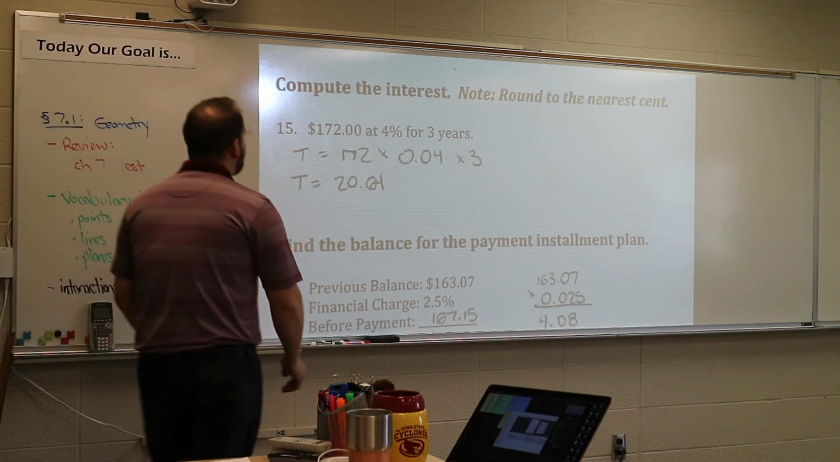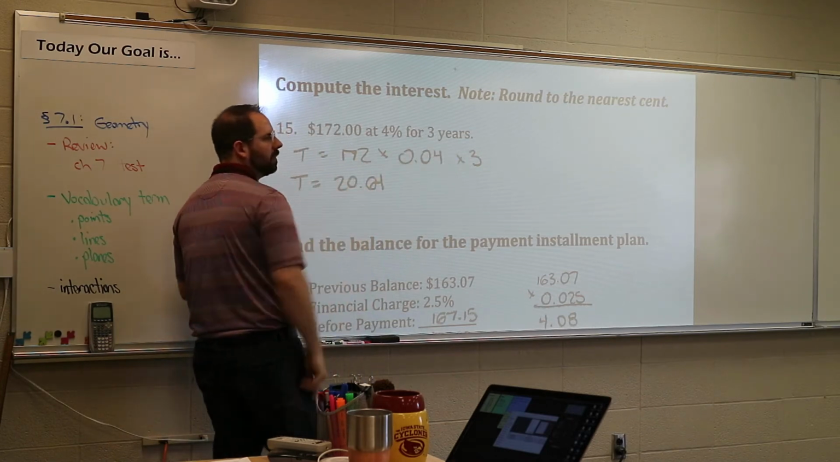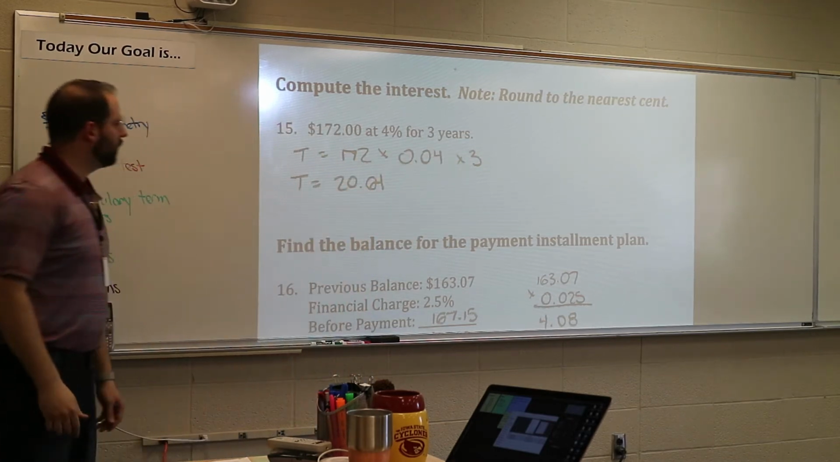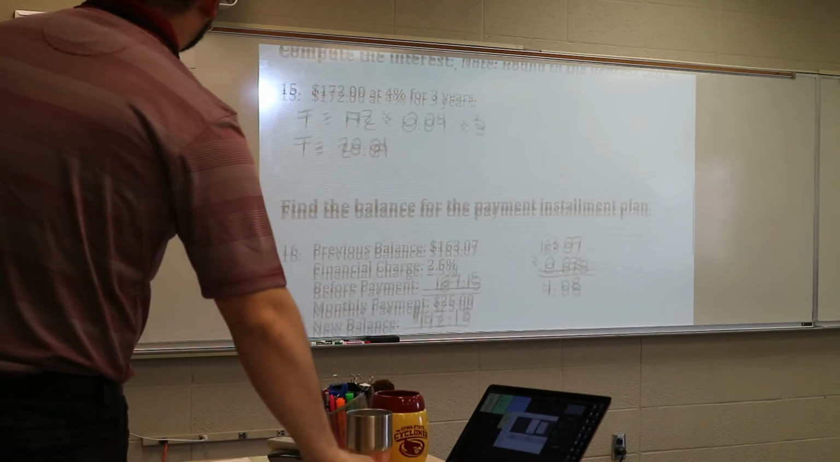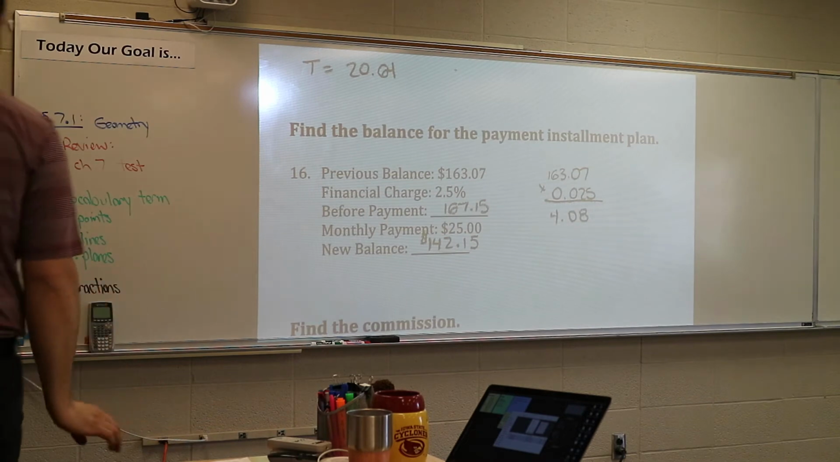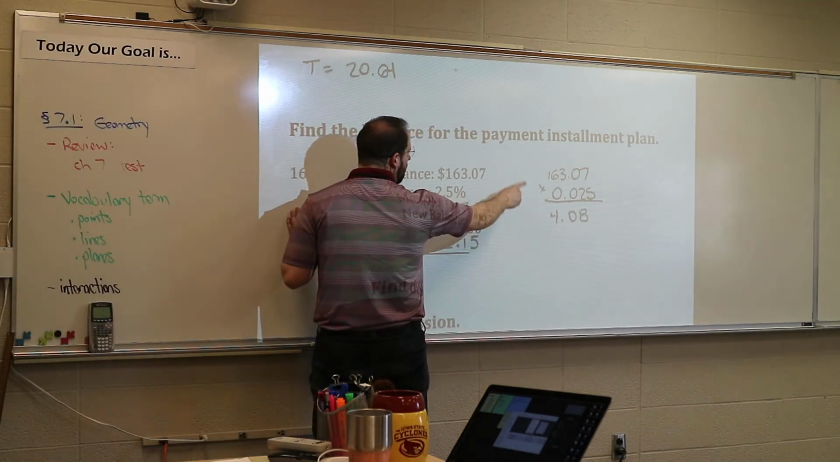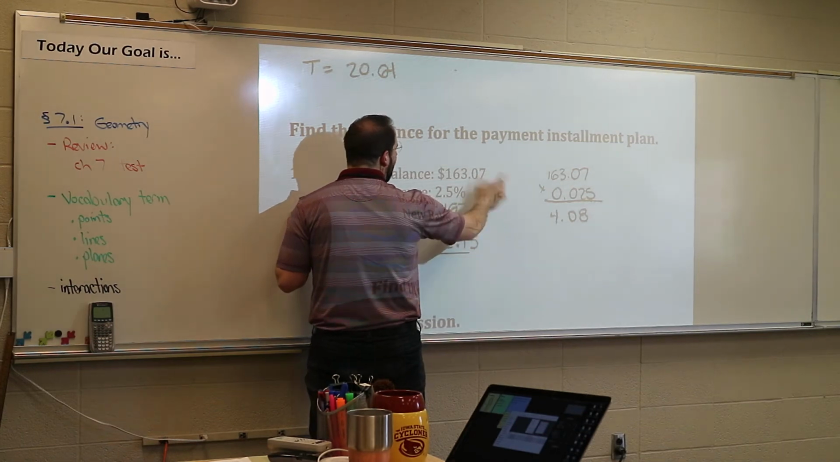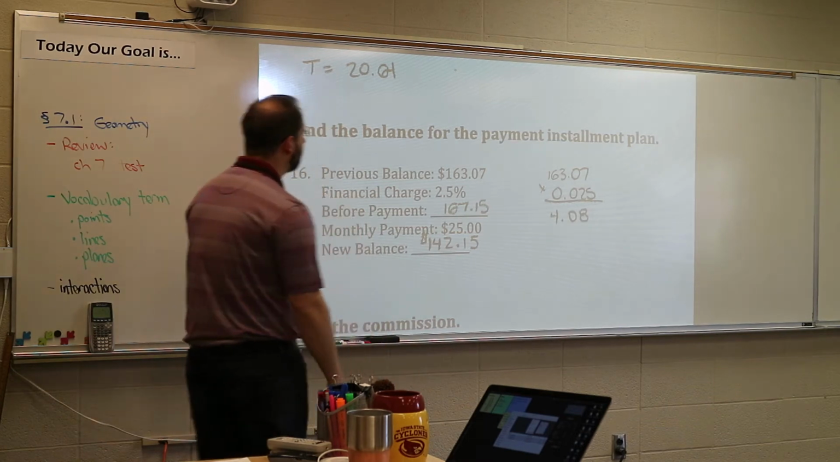4% at 172, I know the answer. For 3 years, you multiply and you get 20.64. Okay. Next one, 16. You do your financial chart. You have to figure out what 2% is. So 0.025, that's 2.5%. You multiply. That's $4. You have to add that $4 back into this price. This is your total on that credit card bill before you make your $25 payment. So you subtract 25. You get $142 left on that credit card.